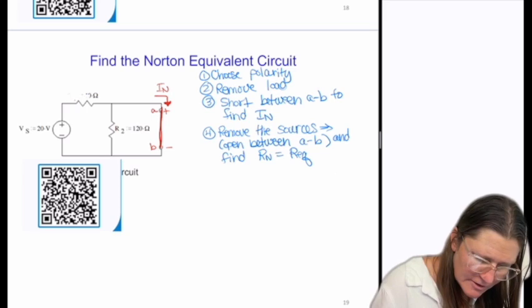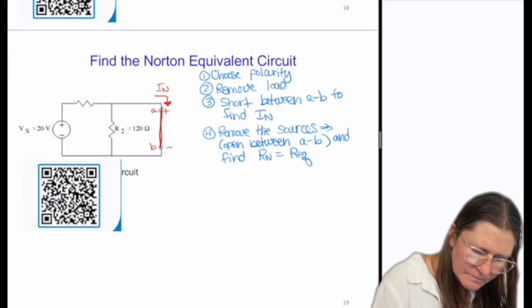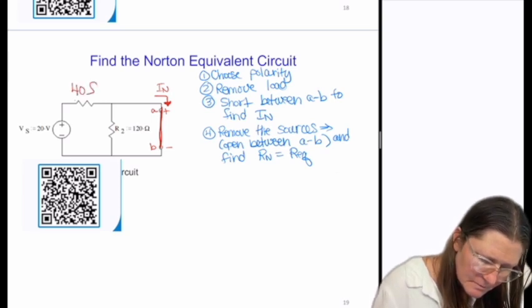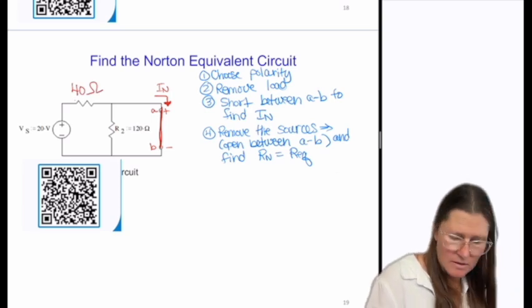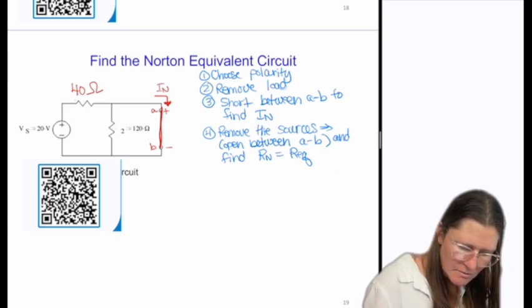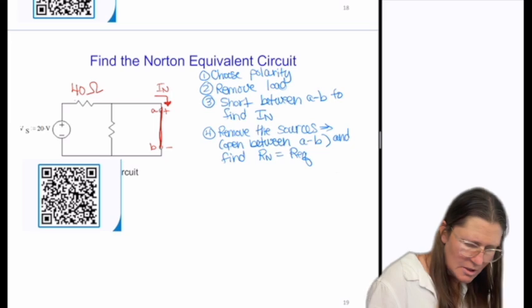It's a little hard to see in the back. So this is 40 ohms in this one. 120 and 20.